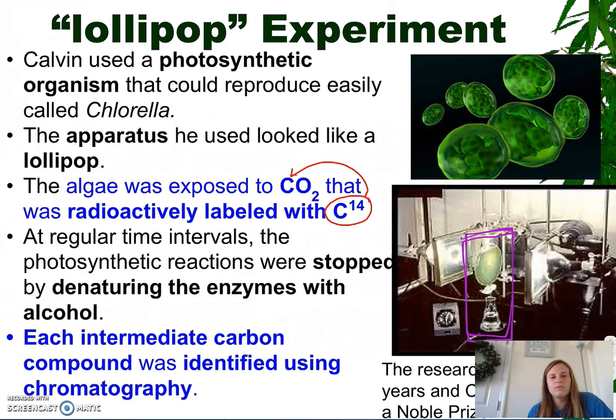Calvin is credited with discovering the pathway that carbon takes during photosynthesis. It was called the lollipop experiment because the setup kind of looks like a lollipop. So what he did was he exposed algae to carbon dioxide that was radioactively labeled with carbon-14. And then at intermediate steps throughout photosynthesis, he identified those carbon compounds using chromatography and thus was able to trace the pathway of carbon throughout photosynthesis.